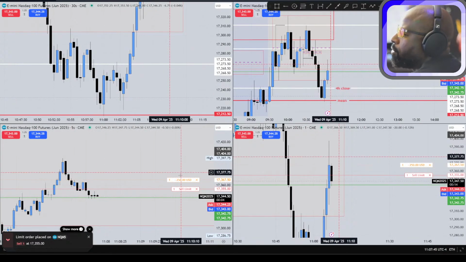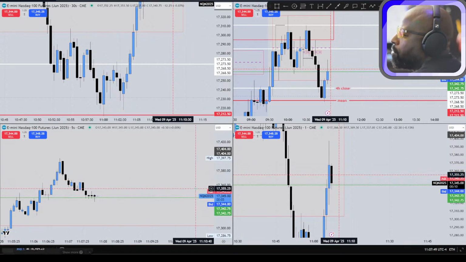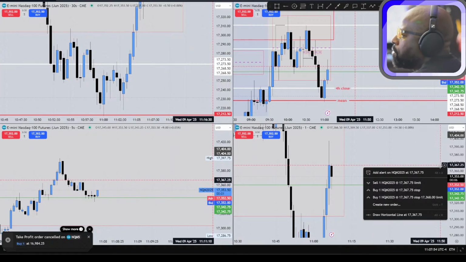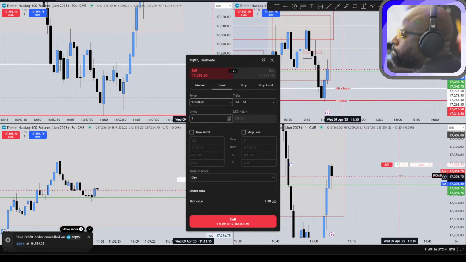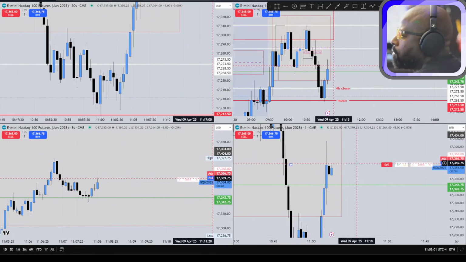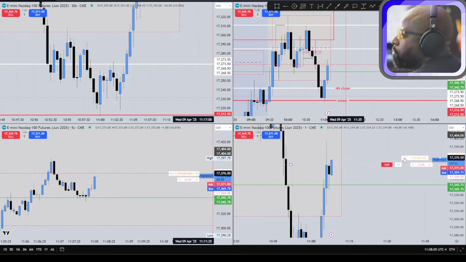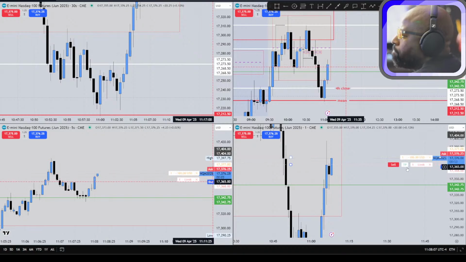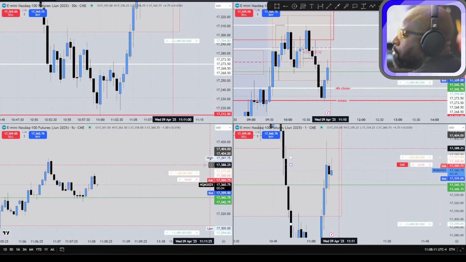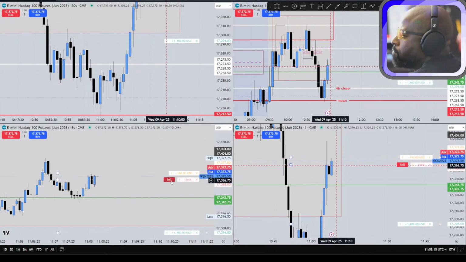I just don't want it to come back up here and hit that. Let me get out. I do not want it to come back up and hit the high of this 1-minute candle. What I wanted is this. This is what I wanted, here at the opening price of that level. Stop loss up here, TP down here. That's kind of what I was looking for, more along the lines of something like this.